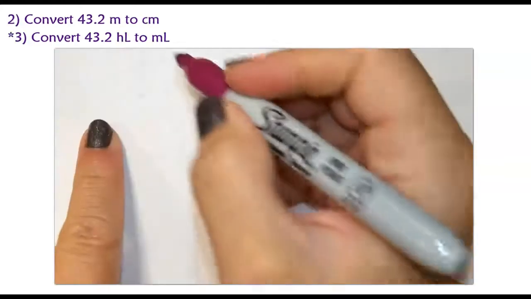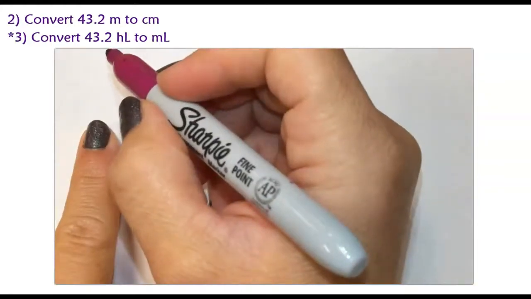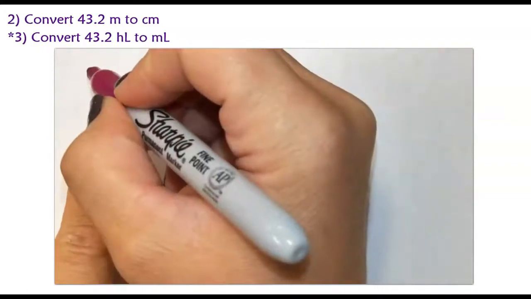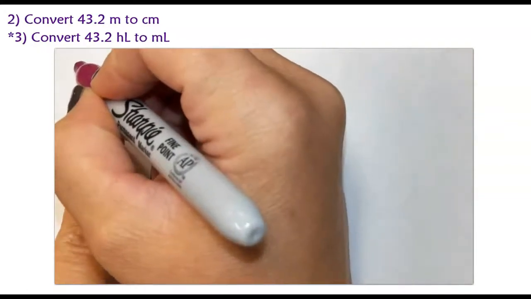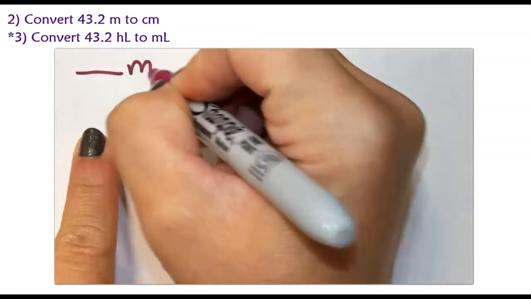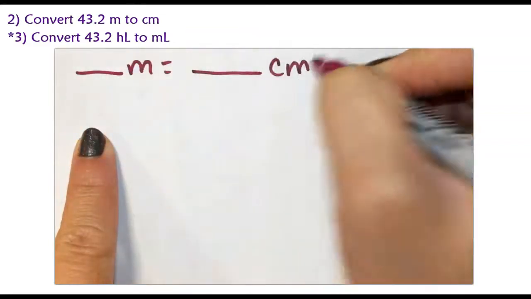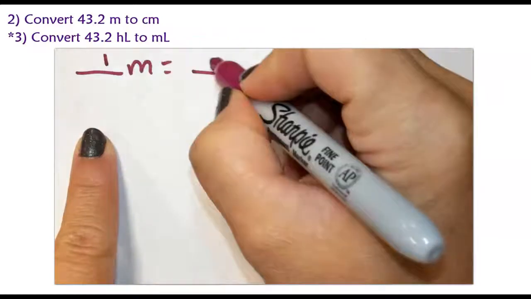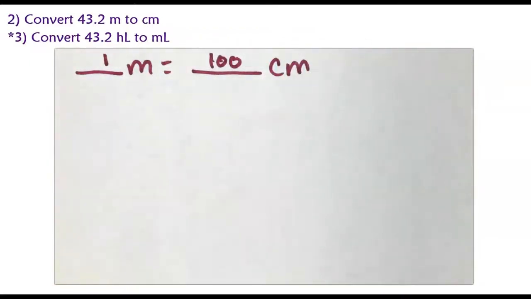Okay, number 2, we're going to convert 43.2 meters to centimeters. This is essentially the reverse of what we just did. So first of all, how many meters are equal to how many centimeters? And it's 1 meter equals 100 centimeters.